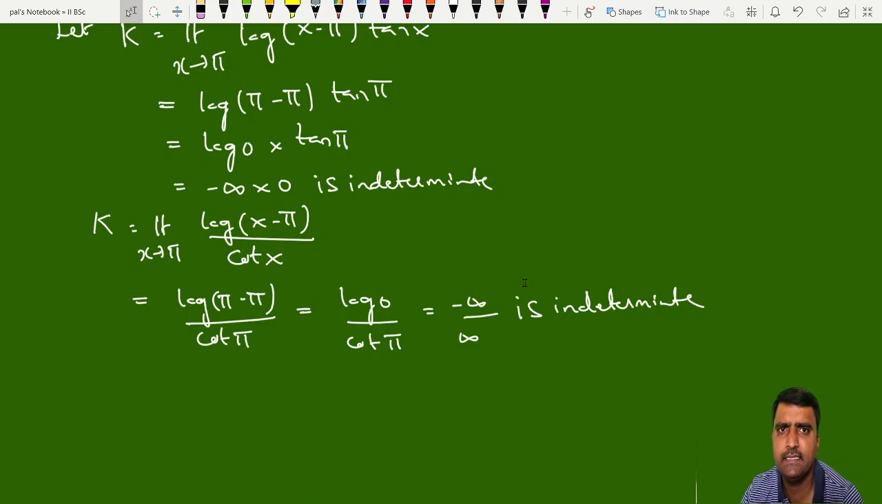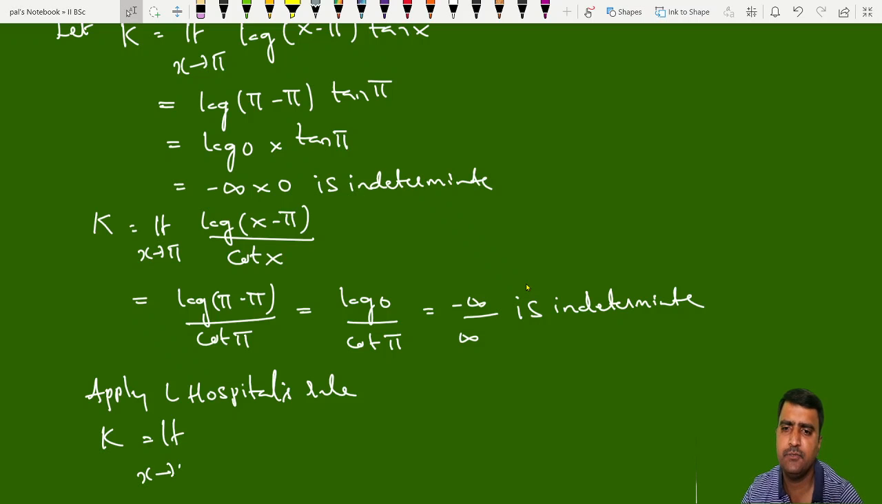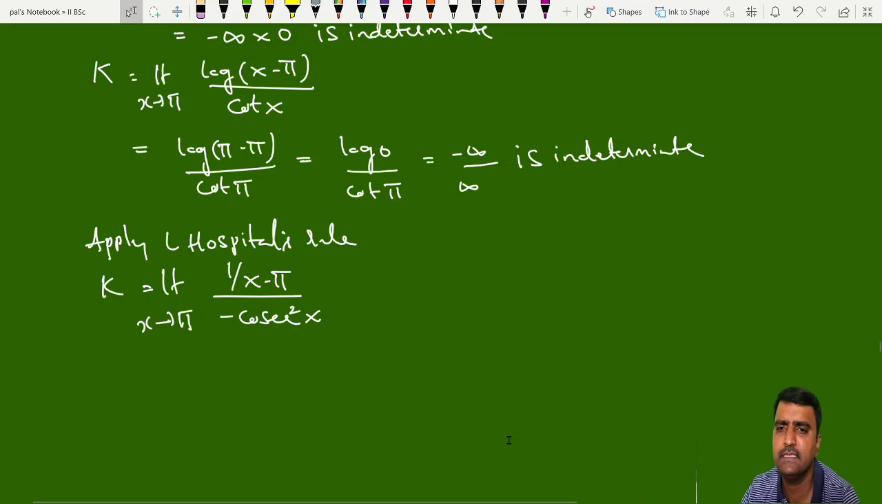Once it takes infinity by infinity form, now you can apply the L'Hospital rule. So k is equal to limit x tends to pi, the differentiation of log of x minus pi is 1 by x minus pi, divided by the differentiation of cot x, which is minus cosecant square x. Once again you can apply this limit, and you notice the values.